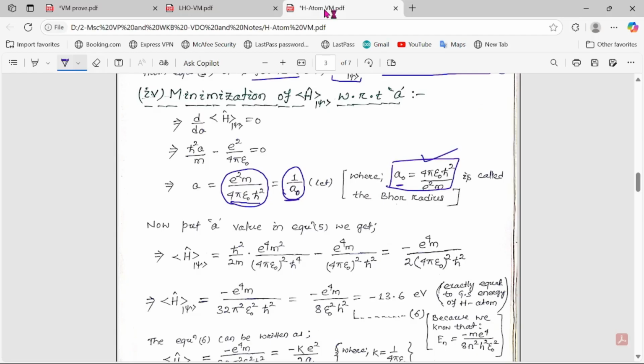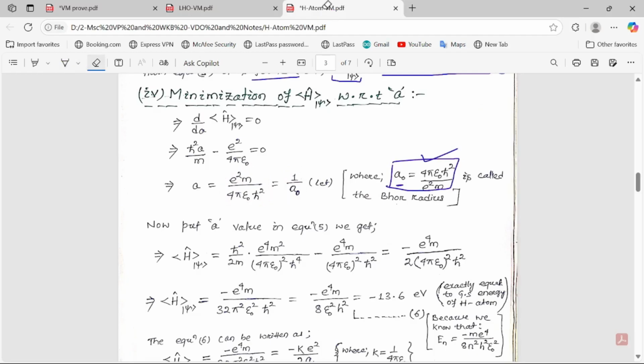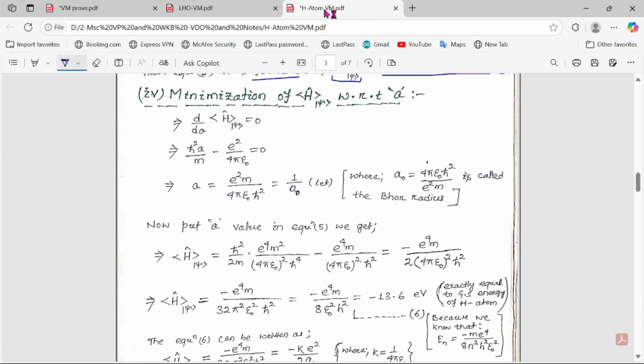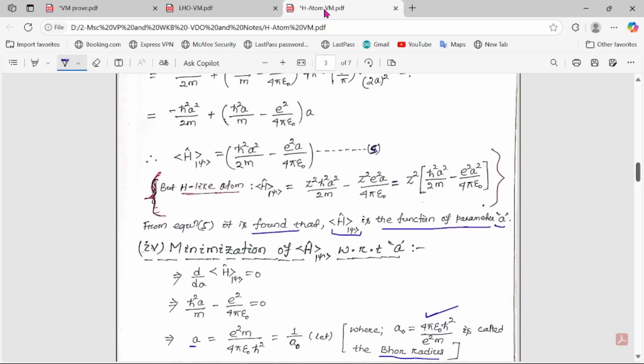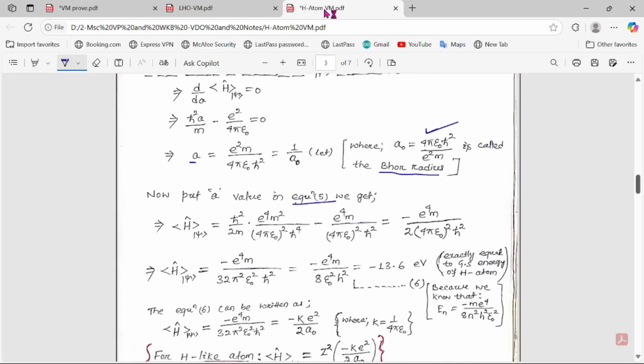You just remember or keep these things in your mind, because this term, Bohr's radius, is very much essential for different numericals also. So here a naught is the Bohr's radius. Now we are going to substitute this value in equation number 5 to find the expectation value of the Hamiltonian at the minimum condition.